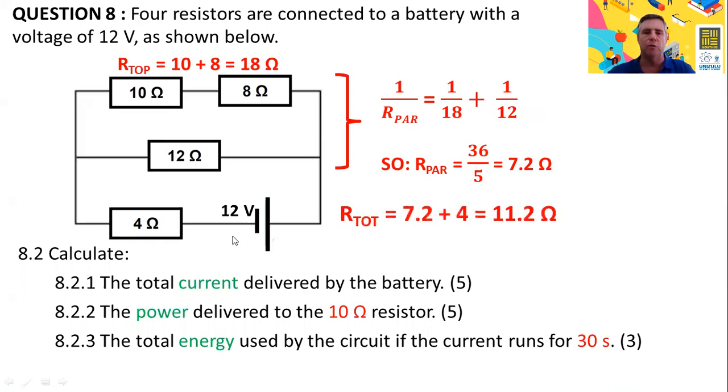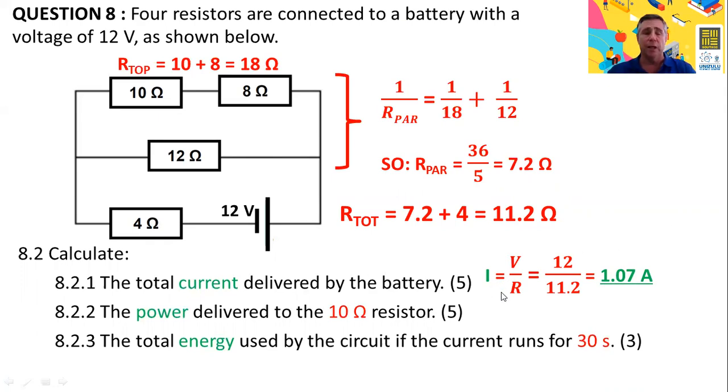Then there's one more resistor in series, the 4 ohm, and we simply add that to 7.2 to get a total resistance of 11.2 ohms. So total equivalent resistor of the whole circuit. In other words, if you took away all these resistors and put in just a single 11.2 ohm resistor, the circuit would function the same. So the current is just V over R, 12 over 11.2, 1.07 amps for 5 marks.